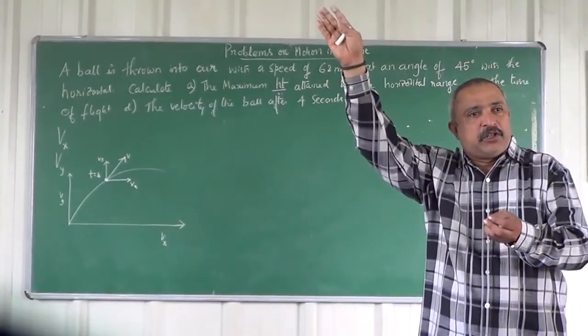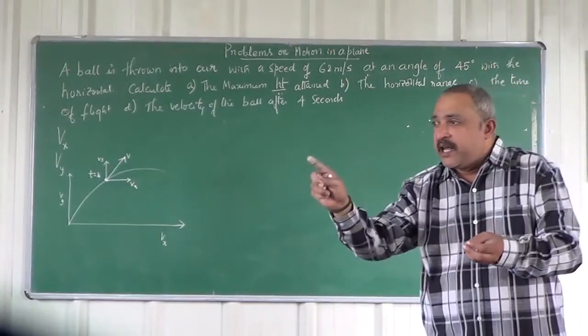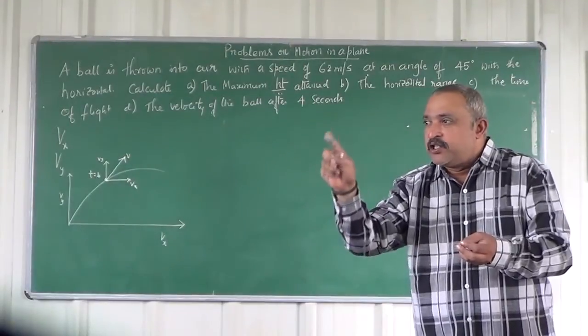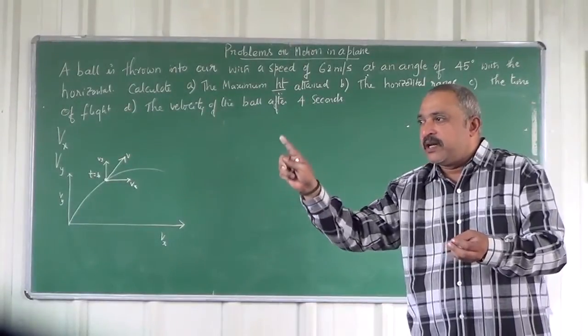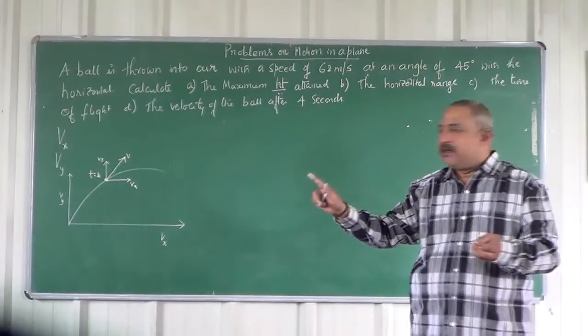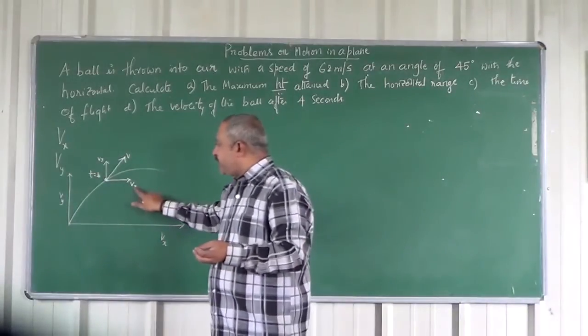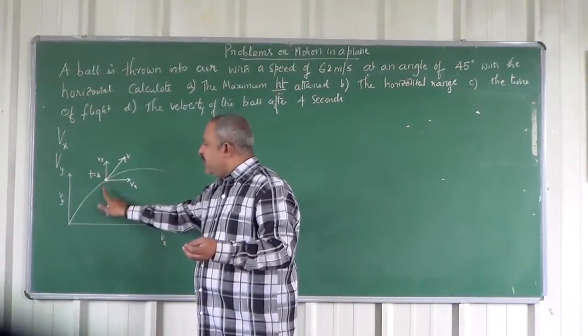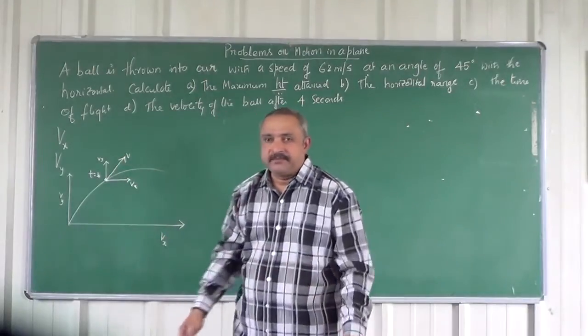Since the angle of projection is 45 degrees, yesterday we learned one formula. R is equal to root of p square plus q square plus 2pq cos theta. Here p is Vx, q is Vy, theta is 45.